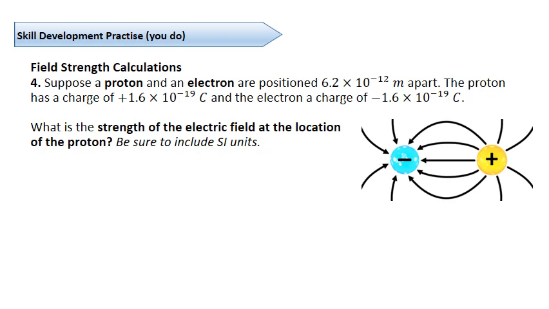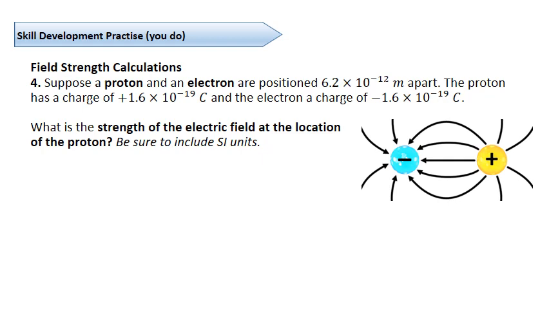Okay, a little bit more of a trickier question for us. Suppose a proton and an electron are positioned 6.2 times 10 to the negative 12 meters apart. The proton has a charge of 1.6 times 10 to the negative 19 coulombs, and the electron a charge of negative 1.6 times 10 to the negative 19 coulombs. What is the strength of the electric field at the location of the proton? Be sure to include SI units.